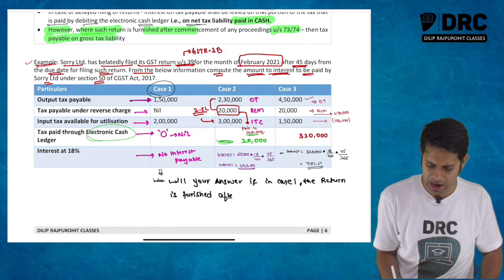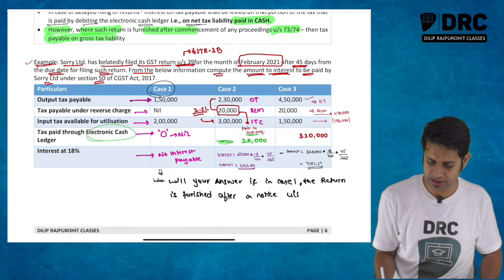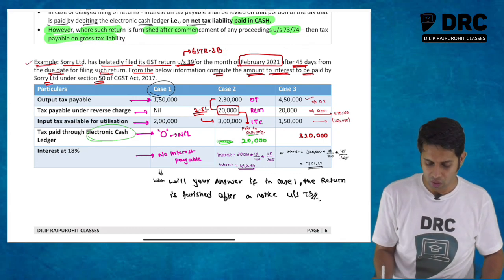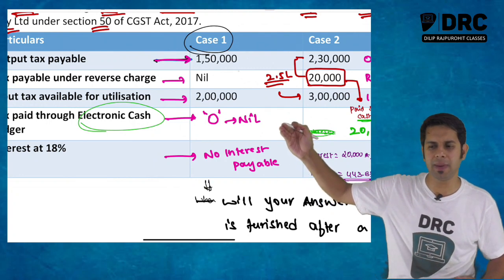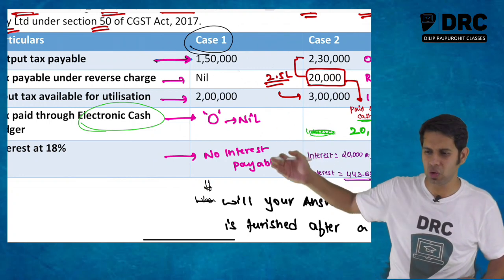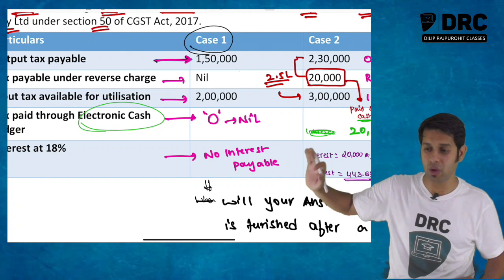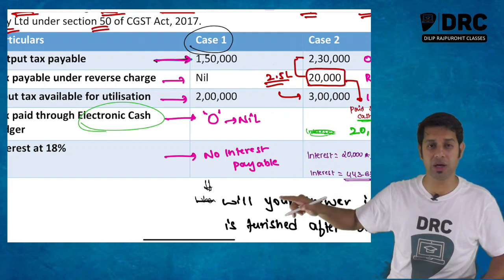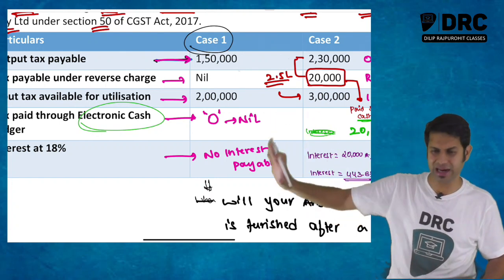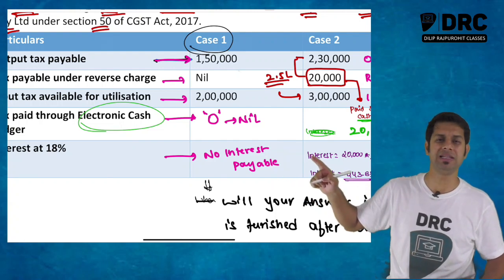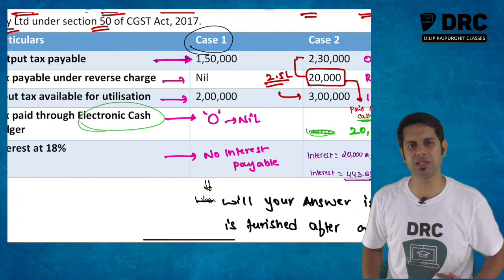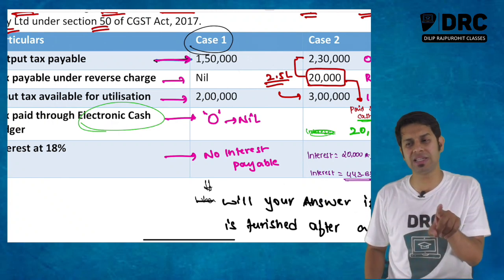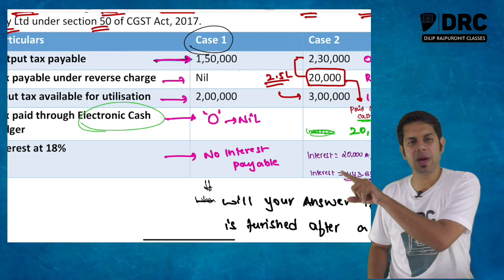Now what is it telling? See, in case number 1, normally because nothing is required to be paid by me in cash, there is no interest charge, correct? Now they are telling, what if in this particular case you have excess input tax credit, I agree, but you are filing the return because a notice has been given to you under section 73 or 74? Now will your answer be the same? Will you still say I do not have to pay any interest?